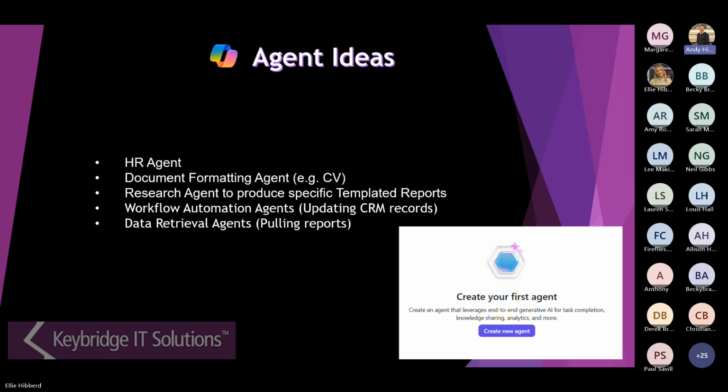So workflow automation: anything that you do on a regular basis, we could get agents to do this for you. And then data retrieval agents, so reporting from various sources. At the moment, for example, within Keybridge, we use a number of different systems. We use Ninja for our monitoring, we use Copilot, we use ConnectWise for our ticketing system, and we use Acronis for our backup. They've all got what they call APIs, REST APIs.